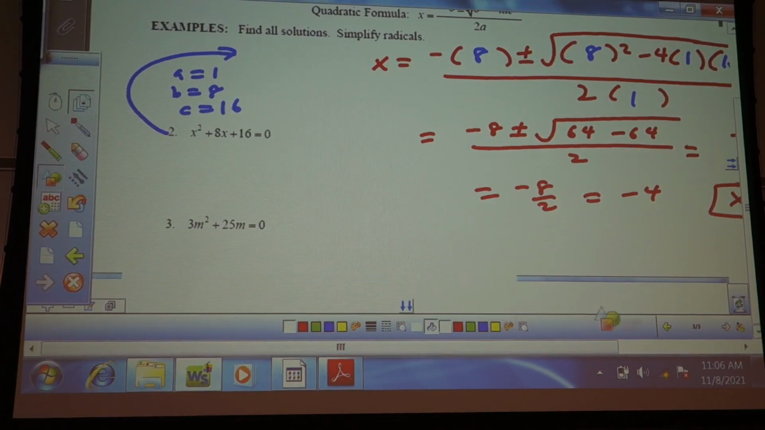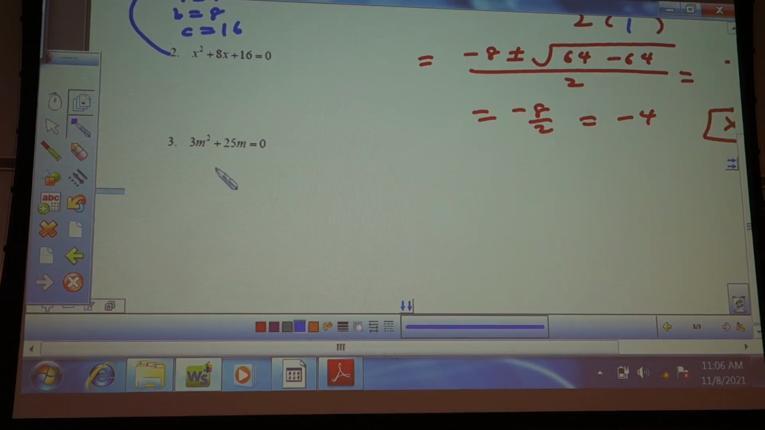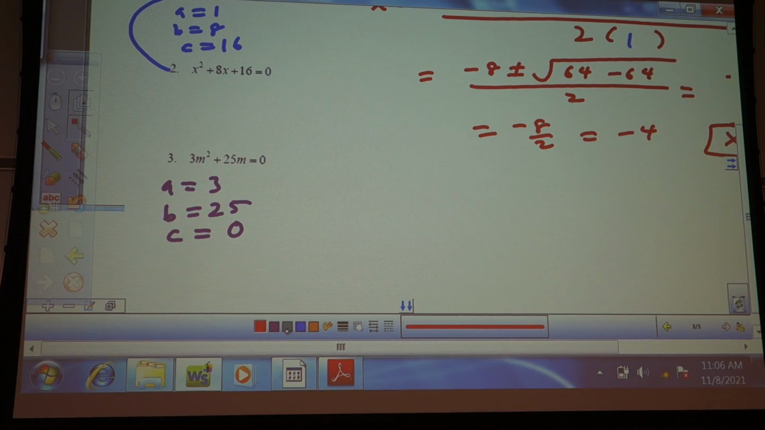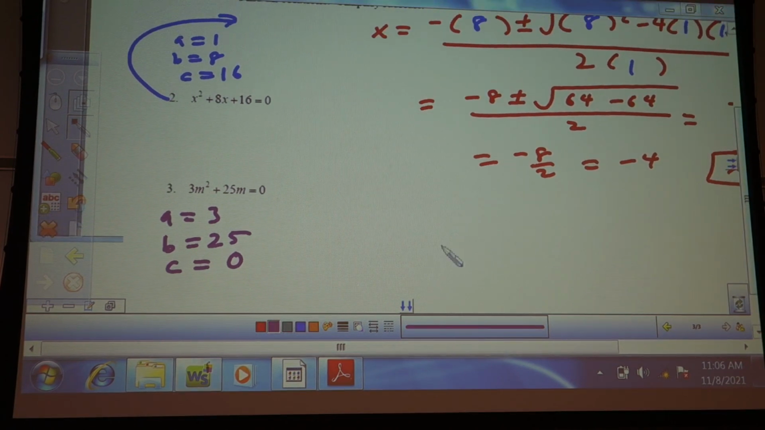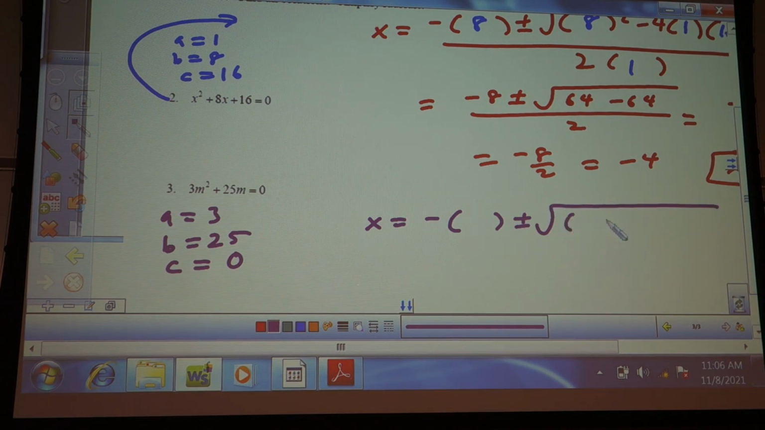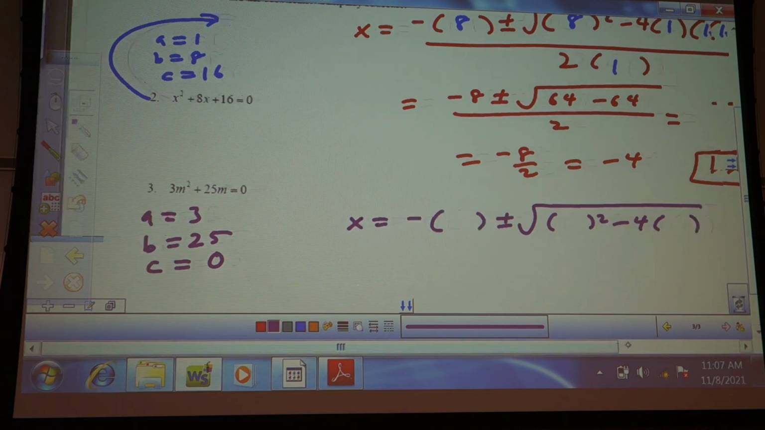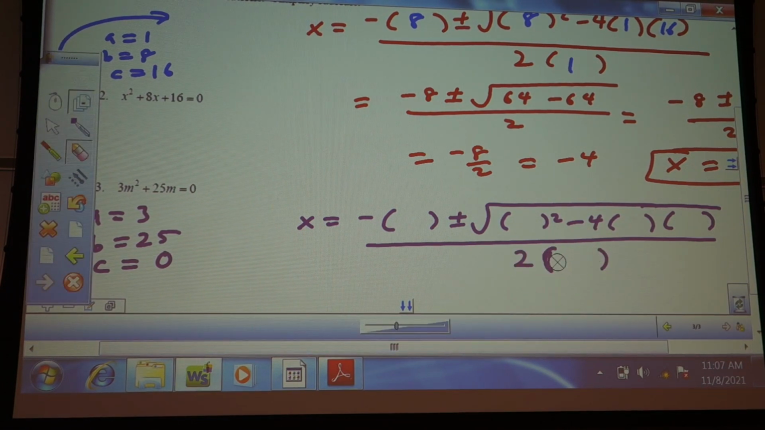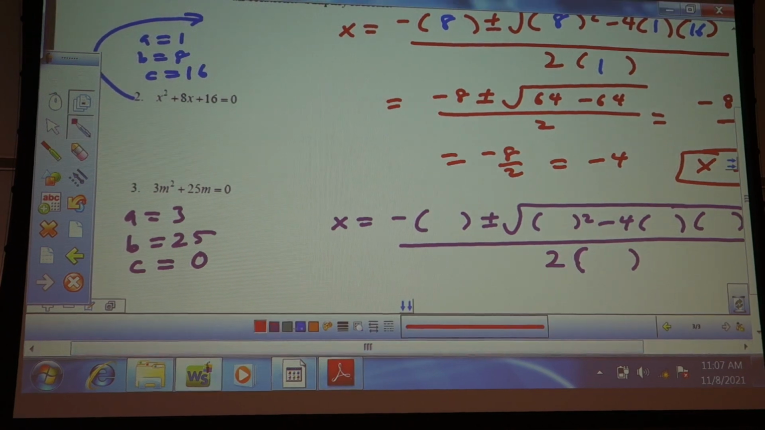All right, so then the second one, we'll go down here. Here my A equals 3, my B equals 25, my C, there's no C, C equals 0. Everyone see that? There's no number part to it. So when I pop this in, x equals negative b plus or minus the square root of b squared minus 4 times a times c, all over 2 times a. Now I need to put my pieces in there. A is 3, it goes here and here. B is 25, it goes here and here. C is 0, it goes there.